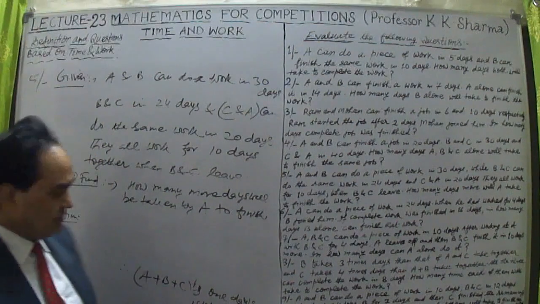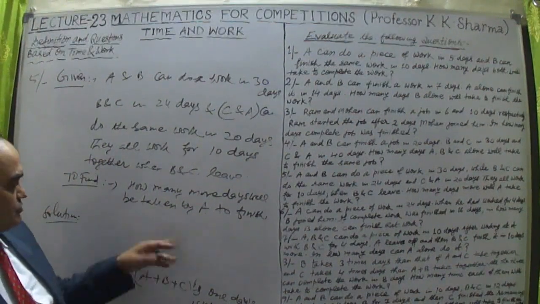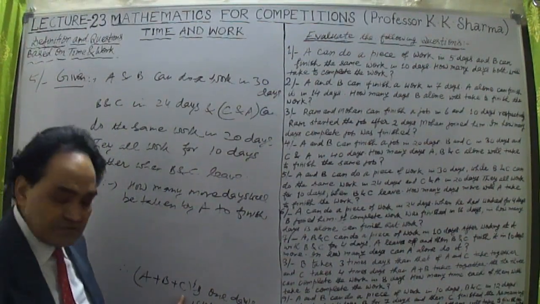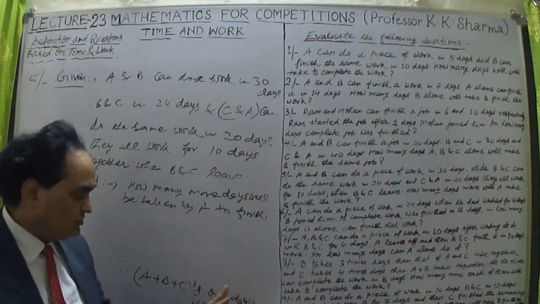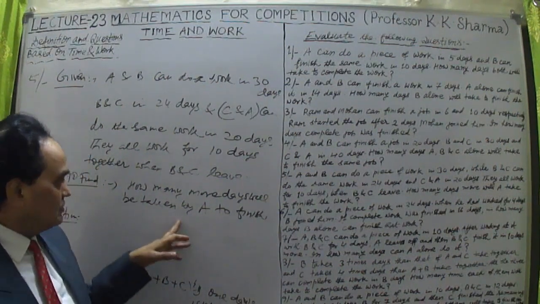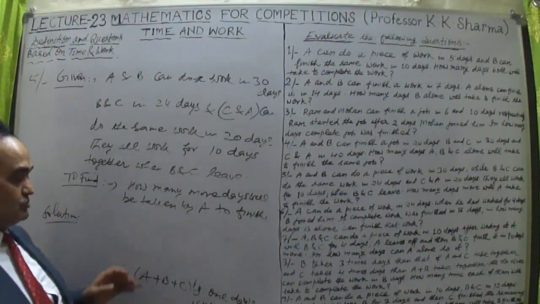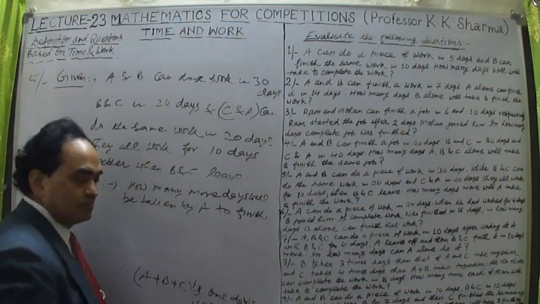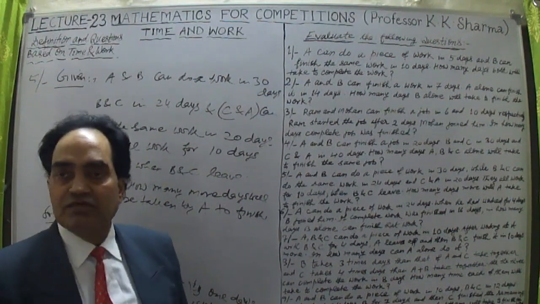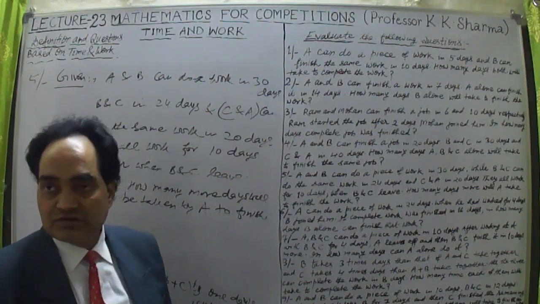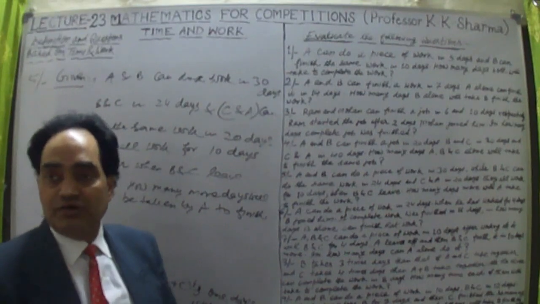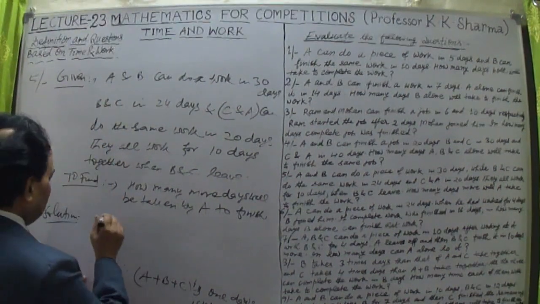Yes friends, so we are completing question number 5. In this case, A plus B plus C's 1 day's work is 1/16. We have calculated that. Now we have to find out what A's 1 day's work is, because finally, after 10 days, A alone will complete the work. So what is A's rate of work? That we have to find out.